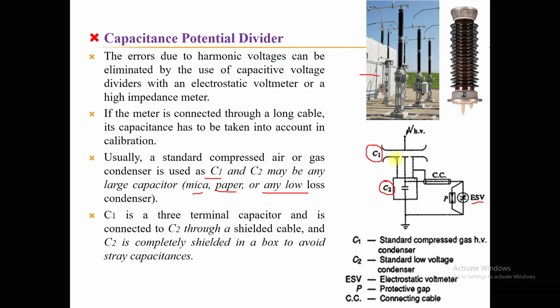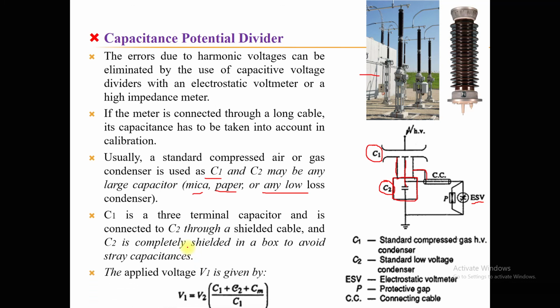As you can see, C1 is a 3 terminal capacitor. One terminal is connected with the low voltage capacitor, another terminal is connected with the box which is grounded, and the other terminal is connected to the outer junction of this connecting cable. C2 is completely shielded in a box to avoid the effect of stray capacitances.